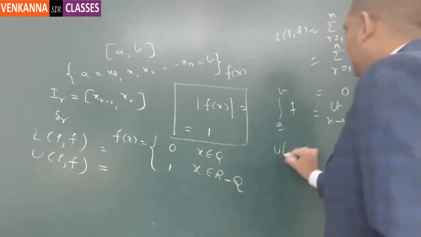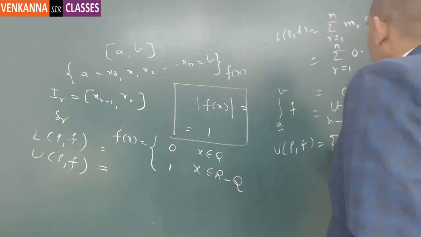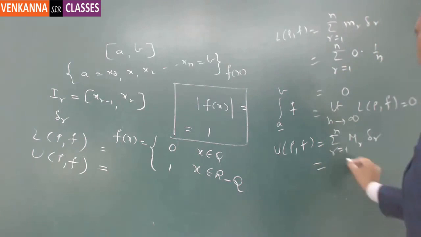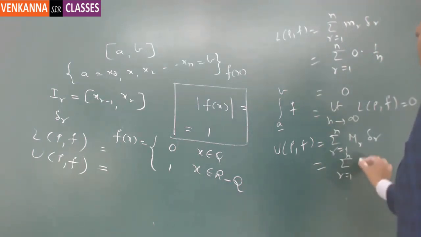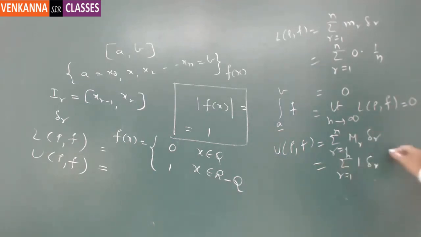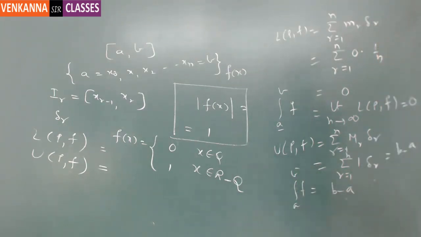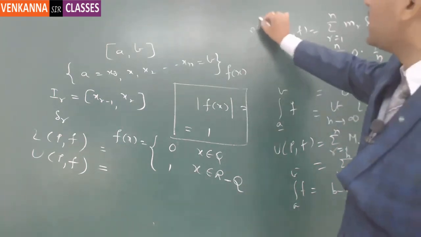Now if you calculate U(P,f), summation r is equal to 1 to n capital M_r delta r. Since the supremum is 1, it is summation r is equal to 1 to n of 1 into delta r. You are adding all the lengths of the subintervals, so it is nothing but b minus a. So the upper integral from a to b is limit n tends to infinity of U(P,f), which is b minus a. The lower integral is 0 and the upper integral is b minus a. Since the values are unequal, the function is not Riemann integrable.